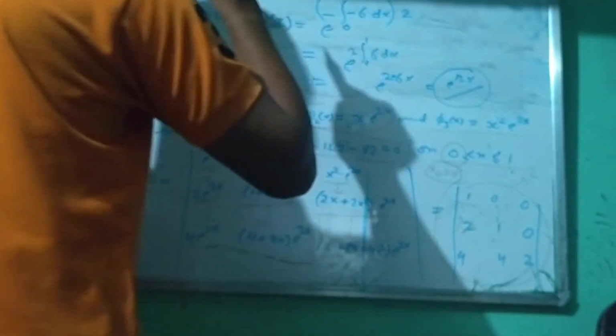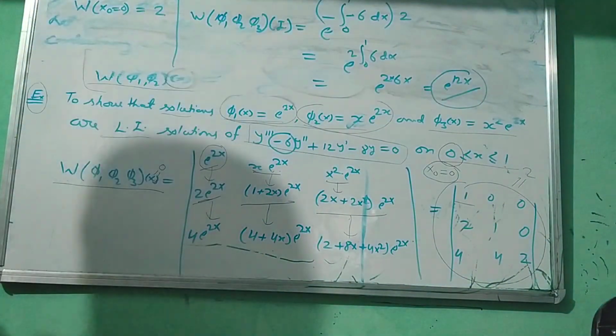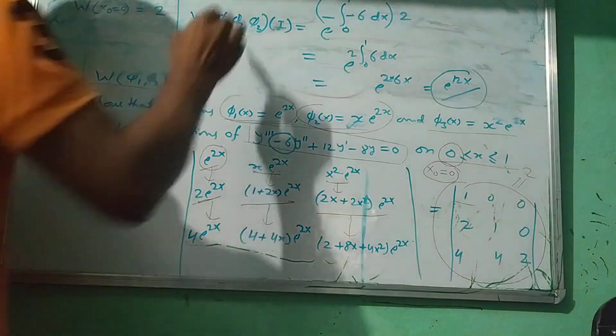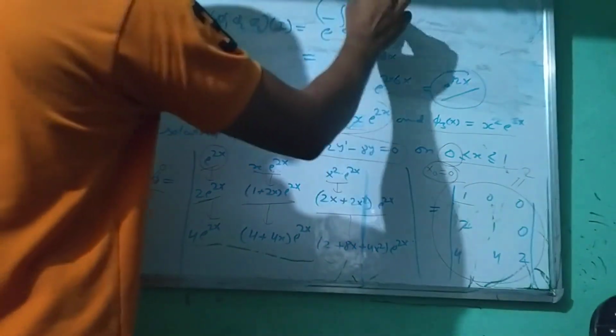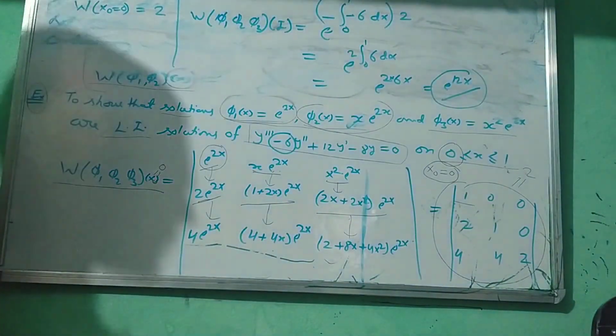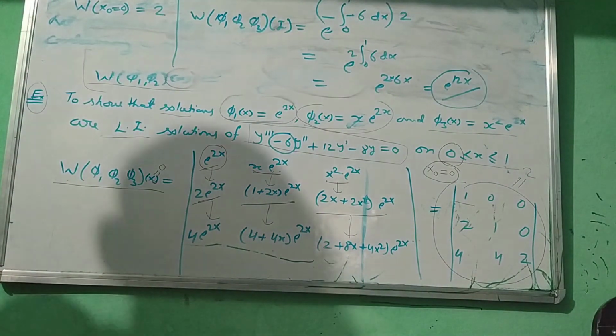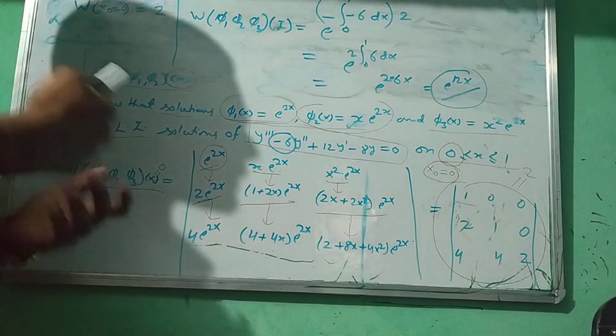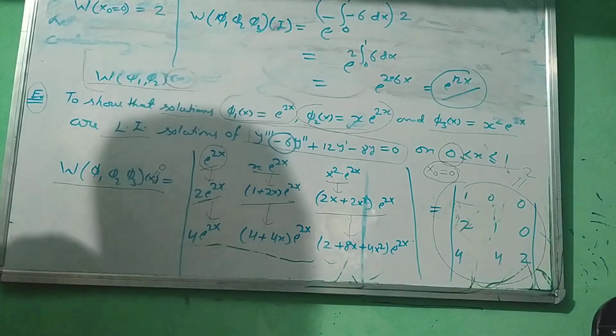So this is the method for finding the Wronskian in an interval, and this method is known as the Abel formula, or Abel's method for finding the Wronskian. Okay, students, in our next lecture we will learn another example. Thank you.